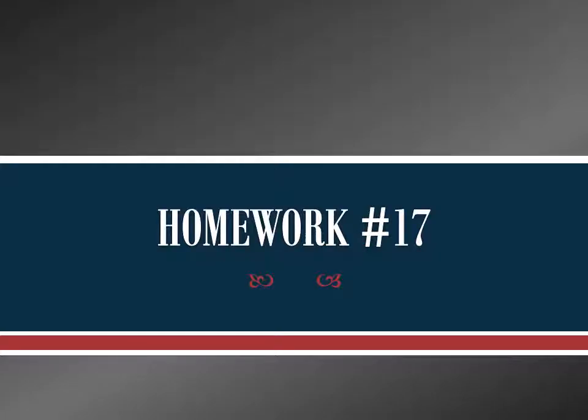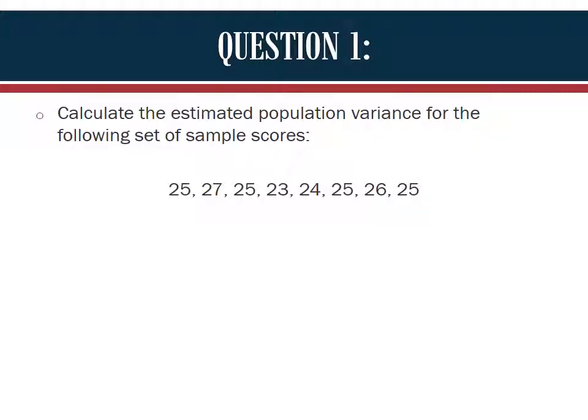All right, so remember homework number 17, this is going to be due the Monday after spring break, so be sure that you have this on your radar. You don't forget to complete homework number 17. For homework number 17, question number 1 is to calculate estimated population variance for the following set of sample scores. So remember estimated population variance, that's our S squared in that equation from earlier. So use that equation to compute estimated population variance for this set of scores. Don't worry about estimated standard error yet, but you can if you want to.